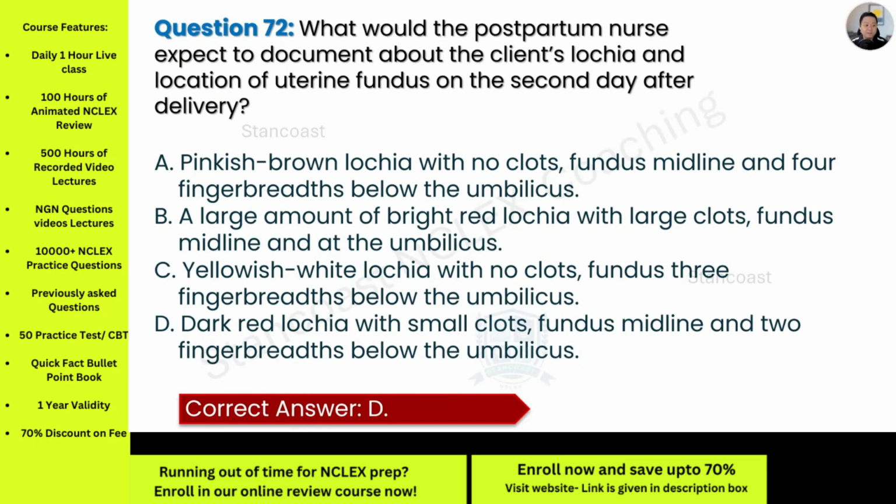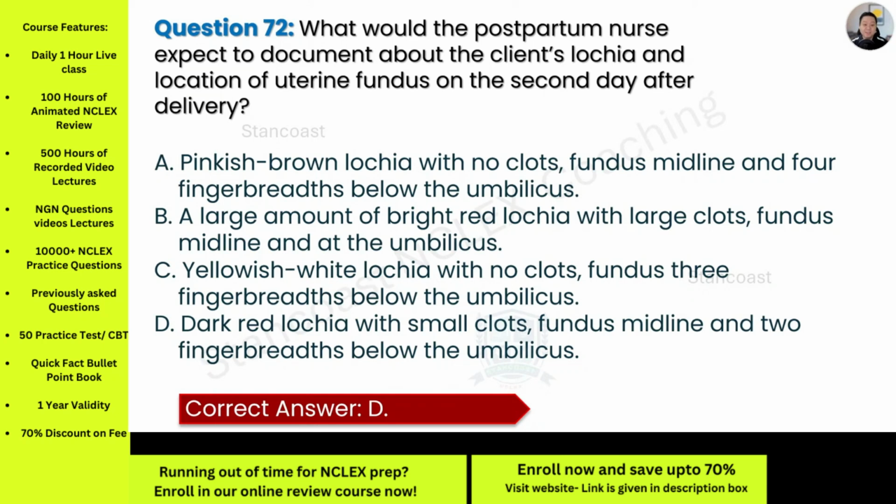For letter B, the reason why it's incorrect, because bright red lochia with large clots is not typical after the first day of postpartum. The presence of the large clots with the fundus at the umbilicus suggests possible complication. There could be uterine atony and also hemorrhage. Letter C is also incorrect because the yellowish white lochia, this is the alba, this can happen much later in the postpartum period and typically around day 10 or later.